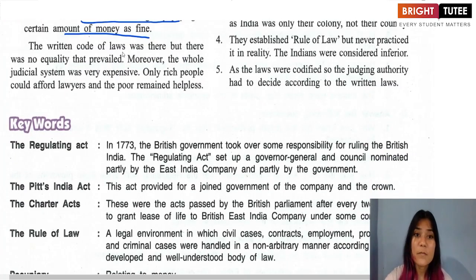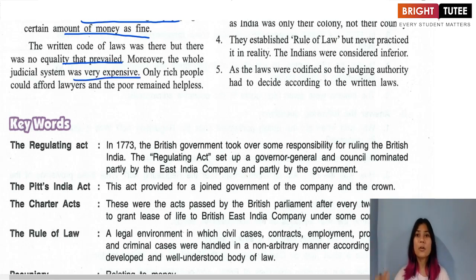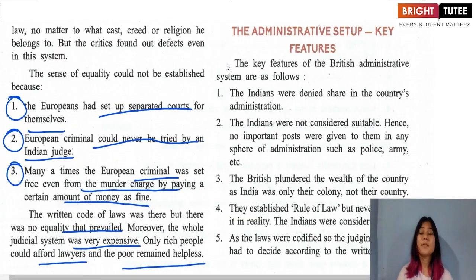So the written code of laws was there, but there was no equality that prevailed. The laws said rule of law, it said everyone is equal in the eyes of the law. But then equality did not exist between the Europeans and the Indians, right? Moreover, the whole judicial system was very expensive. This whole system of going to the court, of hiring a lawyer, was a very expensive affair, and only rich people could afford the lawyers, and the poor remained helpless because they cannot afford to get justice, alright? So these were the problems of the rule of law.